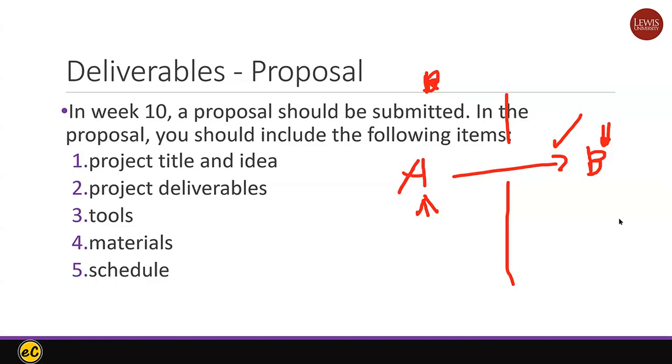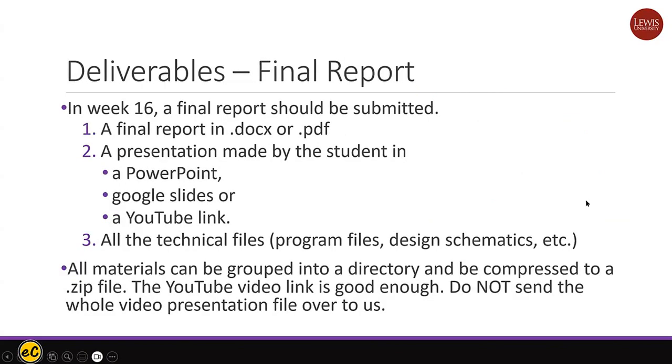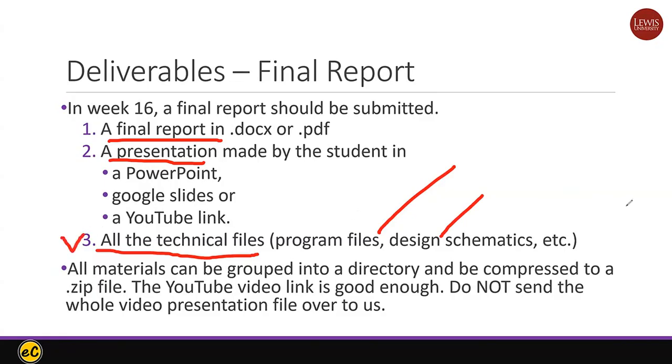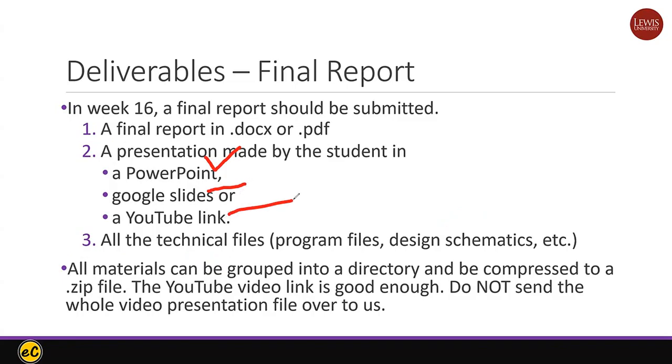Okay, now let's talk about the final report. For the final report, you have already finished everything. You need to write a technical report. You need to make a presentation. You need to include all your technical files. Technical files include your program and design schematic, there's no problem. Usually students don't mess up here. For the presentation, you give me a PowerPoint, Google Slides, or YouTube link. Either way, or combined, it's okay for me. But in your PowerPoint, do not write a lot of equations and theory. I don't need that. In the presentation, I just need you to show people what you have done.